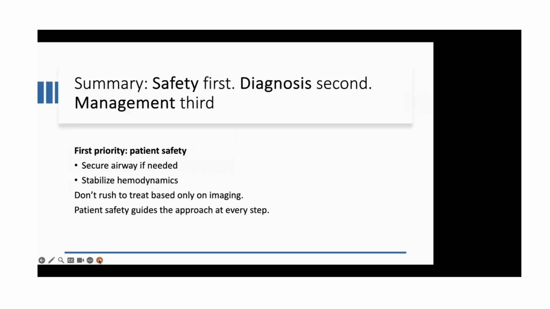So we have come to the summary, and we should remember the following. Safety is the first, diagnosis is the second, and management is the third. The most important thing is that the priority of the patient is patient safety.